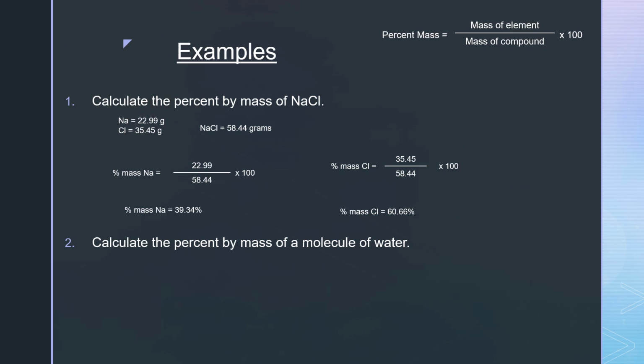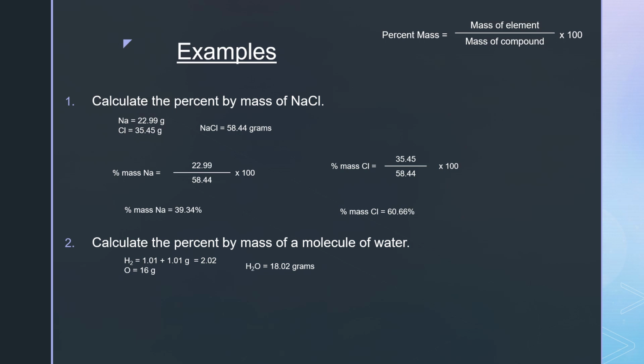Alright, so now I'm going to calculate the percent by mass of a molecule of water. So I'm going to first start off with the chemical formula for water, which is H2O. And that's something that you guys all should know. So we have hydrogen and we have oxygen. Now we have two hydrogens in the formula, so we have H2, so 1.01 plus 1.01 equals 2.02. And we have one oxygen, so I have 16 grams of that. So add them together and I get 18.02 grams.